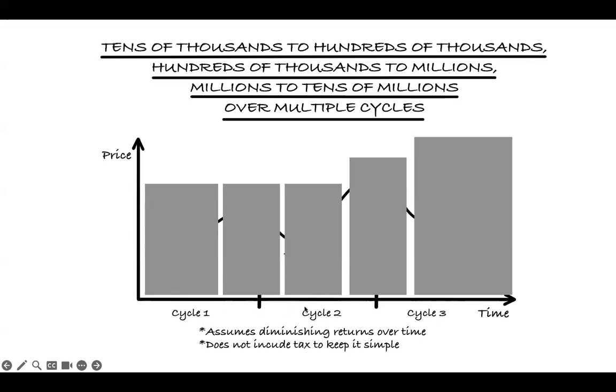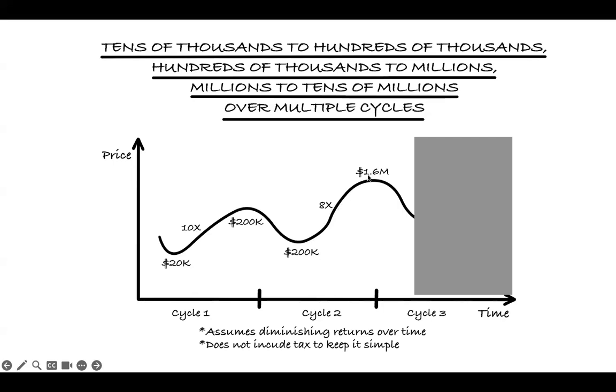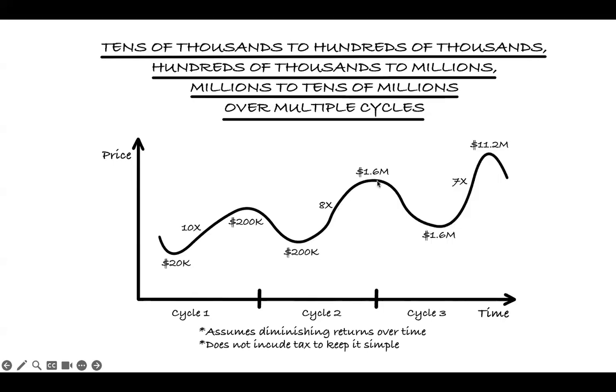So as we can see here, cycle 1, cycle 2, and cycle 3. And this, of course, assumes diminishing returns over time, and it does not include tax, to keep it simple, right? So what do we have first? We've got, let's say, $20,000 that we put into the market. It's done a 10x on our return. It's reached a top of $200,000 after the first cycle, okay? Now, if we go into the next cycle here, we've got $200,000, this time at 8x's, and we're now up to $1.6 million, right? And then $1.6 million down here, but this time at 7x's, we're now at $11.2 million.